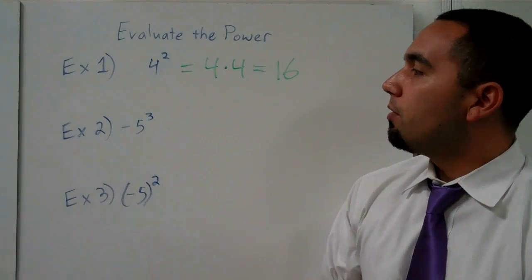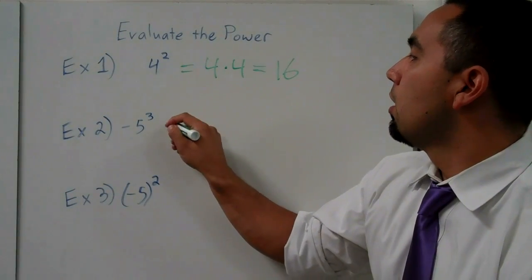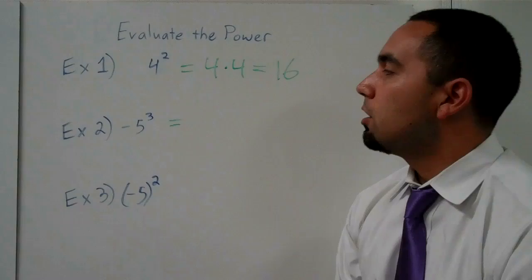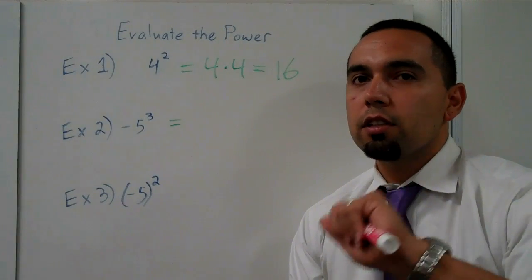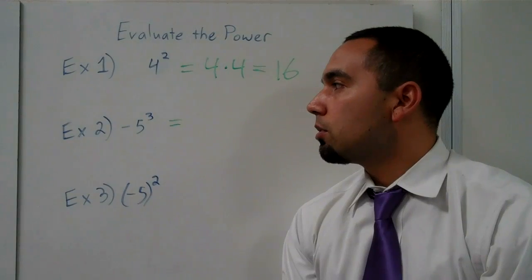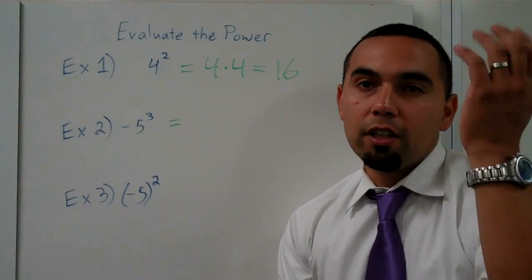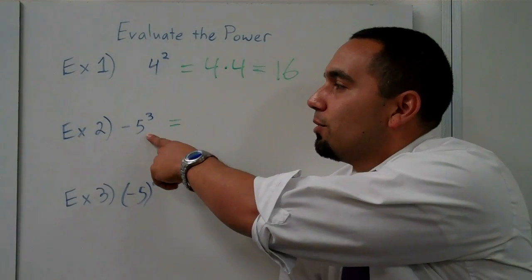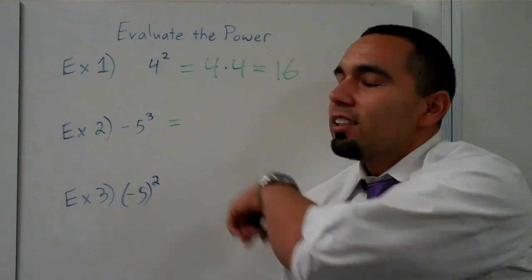Example 2, we have negative 5 to the third. And actually, if you can, I want you to stop the tape and try this on your own and see what you get. Go ahead and stop, and I called it a tape again. It's a video, but whatever. So negative 5 to the third power. Give it a shot.